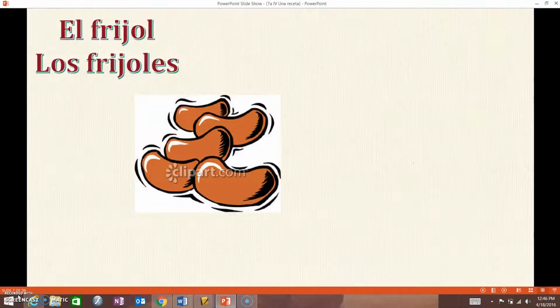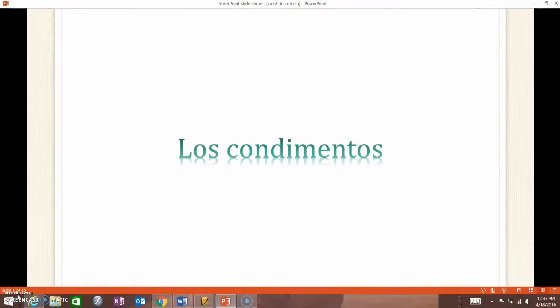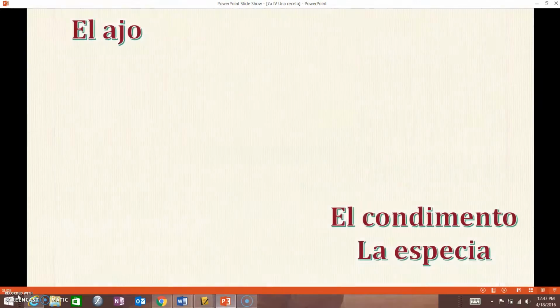El frijol or los frijoles are beans. Los frijoles negros, black beans, es un plato mexicano popular, o plato latino popular. Frijoles negros, black beans. Y los condimentos. Condiments are things you put on.